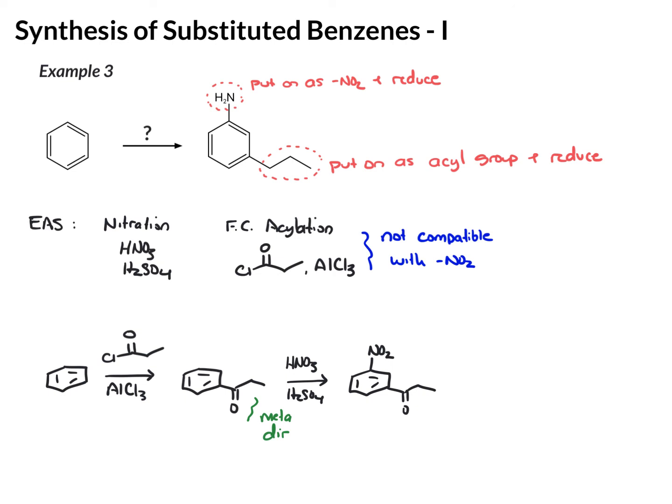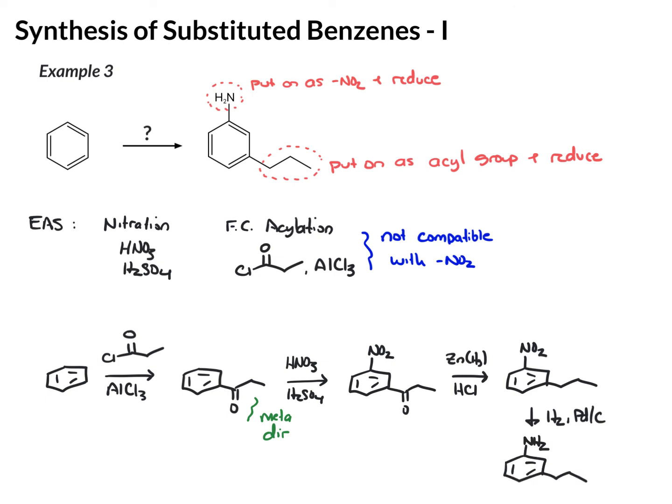And you can do the two reductions in either order. You can reduce the carbonyl first, followed by the nitro, or you can do the nitro, followed by the carbonyl. So I'm going to do the carbonyl first, and I'll use the Clemmensen reduction. And then I'll do the reduction of the nitro group. For this, I'll just use hydrogen and palladium on carbon. And there's our final product.